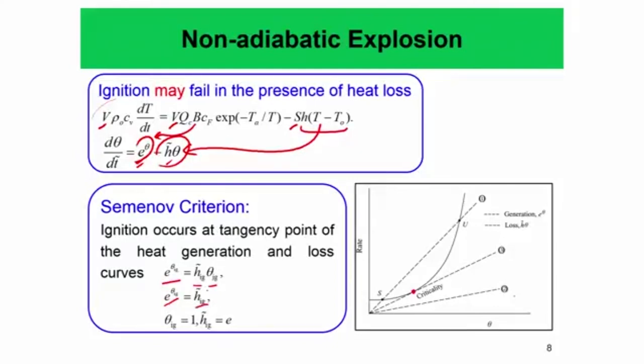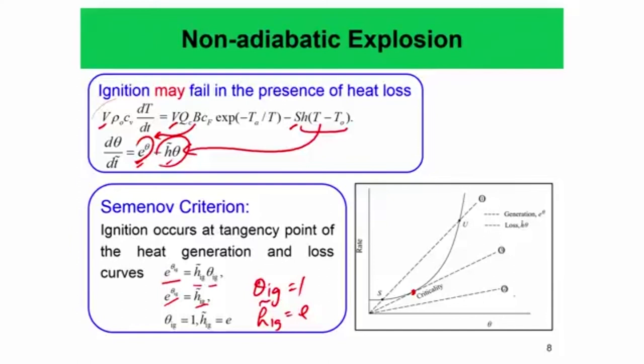So, if you substitute this, it means that the magnitude is the same and the slope is the same. If you substitute e to the power of theta_ij equal to h_ij here, you get theta_ij equal to 1, and similarly h tilde_ig equal to epsilon e. So, this is the Semenov criterion, a critical condition for which you can have ignition even in the presence of heat loss.